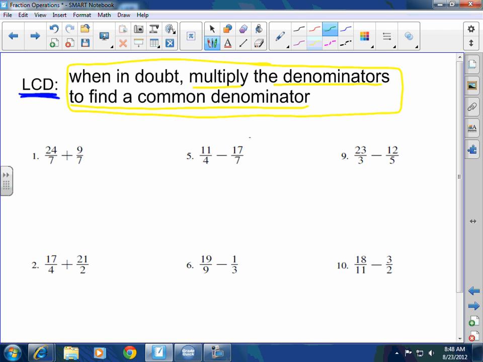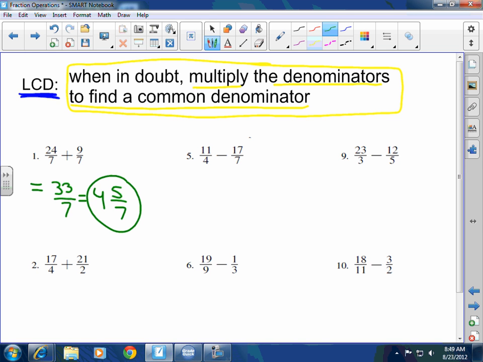All right, let's do a little bit of practice here. The first one's pretty simple. 24/7 plus 9/7. Are the denominators the same? Yeah, so what do we do here in this case? Just add them, right? So it's going to be 33/7. What's that going to be in a mixed number? 4 and 5/7. Because 7 goes into 33 4 times, which is 28. 33 minus 28 is 5. So 4 and 5/7. Okay?